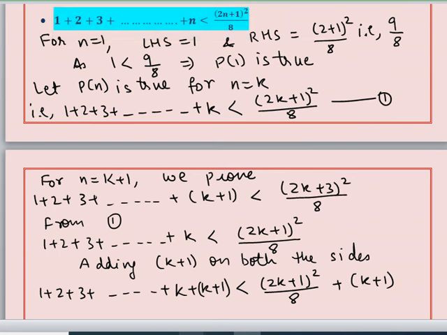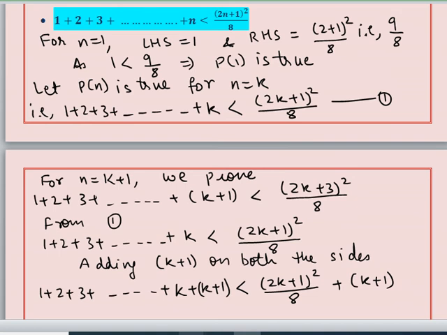So now proceeding with 1 first. For n equal to 1, the left hand side will be 1 only. And the right hand side is becoming 9/8. So we know very well 1 is smaller than 9/8. So we have shown the result is true for n equal to 1.